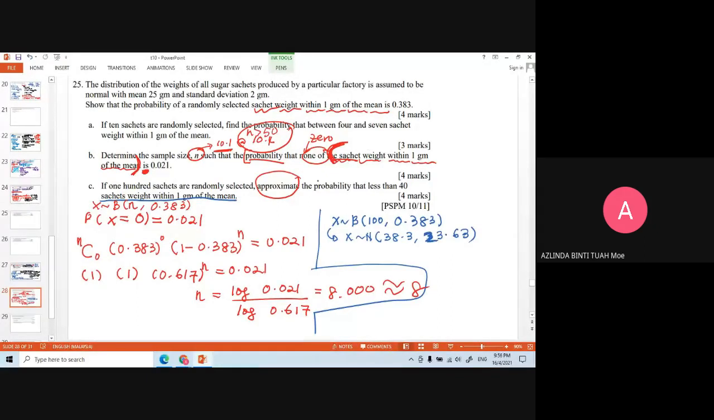Okay, jawab soalan probability P(X less than 40). Okay, 10.1 we start with continuity correction. So we do continuity correction on 40. It becomes X less than 39.5. Okay.